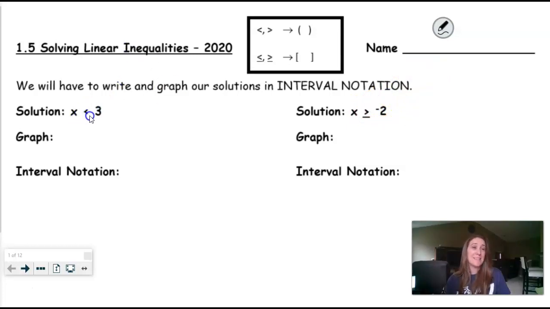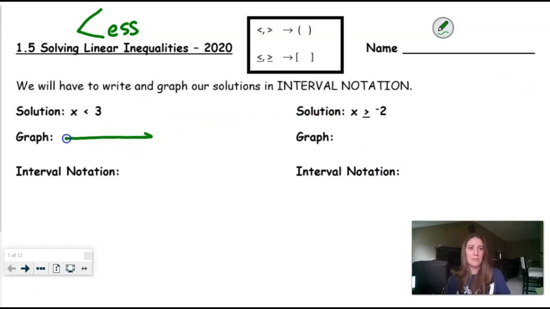So this one says x is less than 3. The way I remember what's a less than sign and what's a greater than sign is when I write a less than sign, to me it looks a lot like an L. So if I were to continue the word less, I would be like, oh yeah, that's an L, that's less than. So this does say all your numbers that are less than 3.